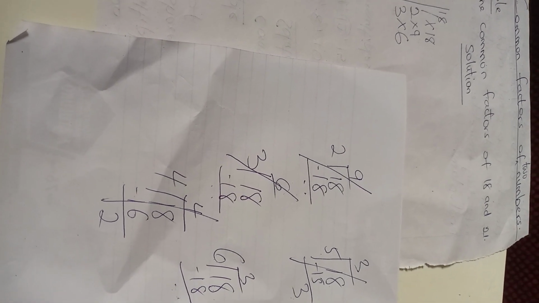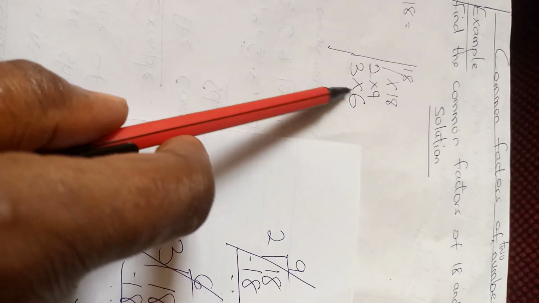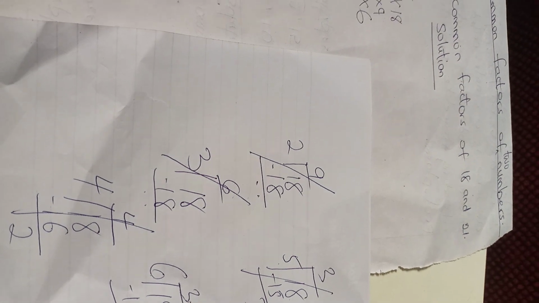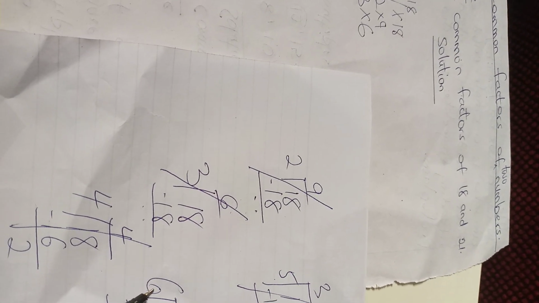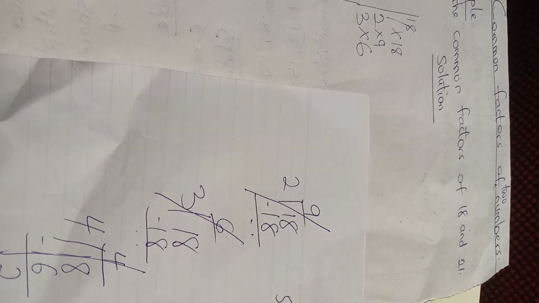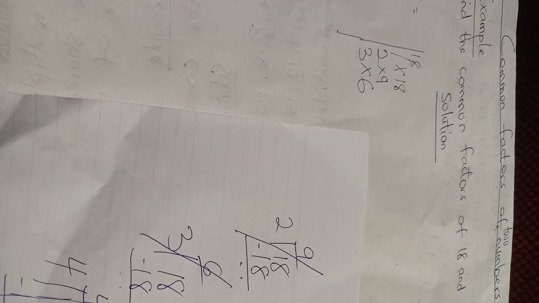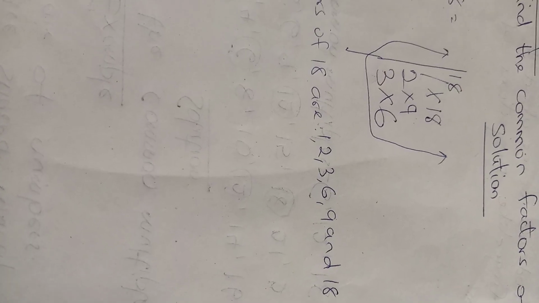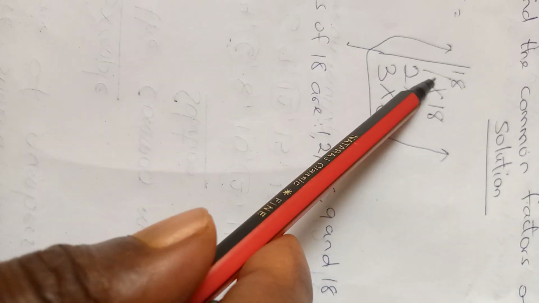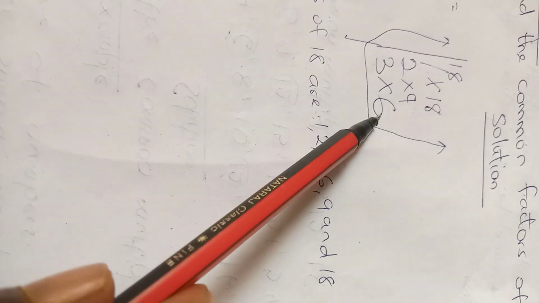And one thing I want you to note is, once you are dividing and you get to a point where you have to repeat numbers, this is 3 and 6, and we also have 6 and 3. Same thing. 3 has been written, 6 has been written once. So when you get to the stage of repeating the numbers, you have to stop and write out your answer. So the factors of 18 are 1, 2, 3, 6, 9, and 18.